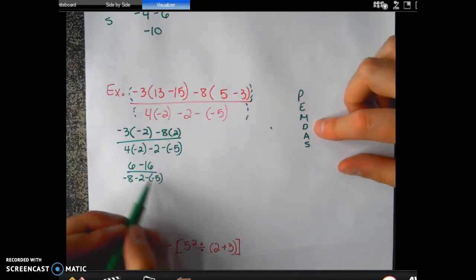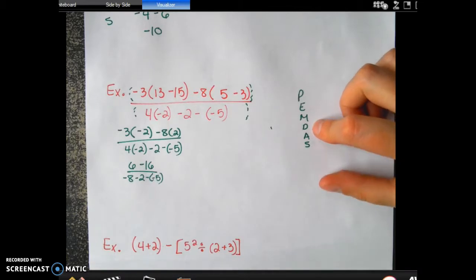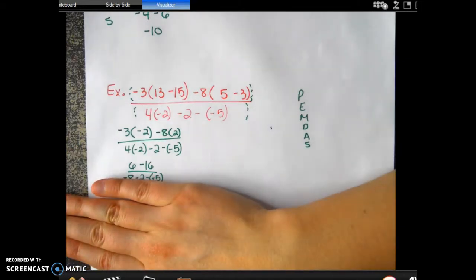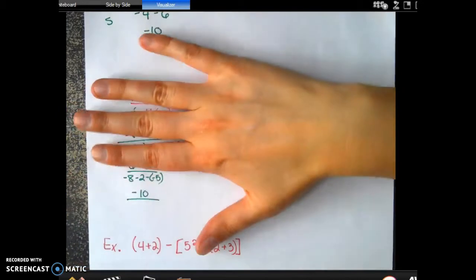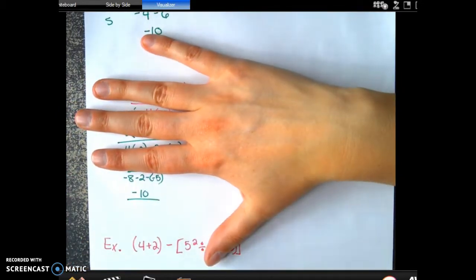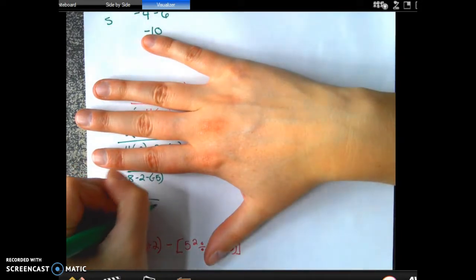Again, I can't do my division yet because I don't have a number on just the top and just the bottom. So I can jump to my addition and subtraction. I can do the one on the top. 6 minus 16 is negative 10. On the bottom, I have to do negative 8 minus 2 because I have to go left to right. Negative 8 minus 2 is negative 10, minus negative 5.